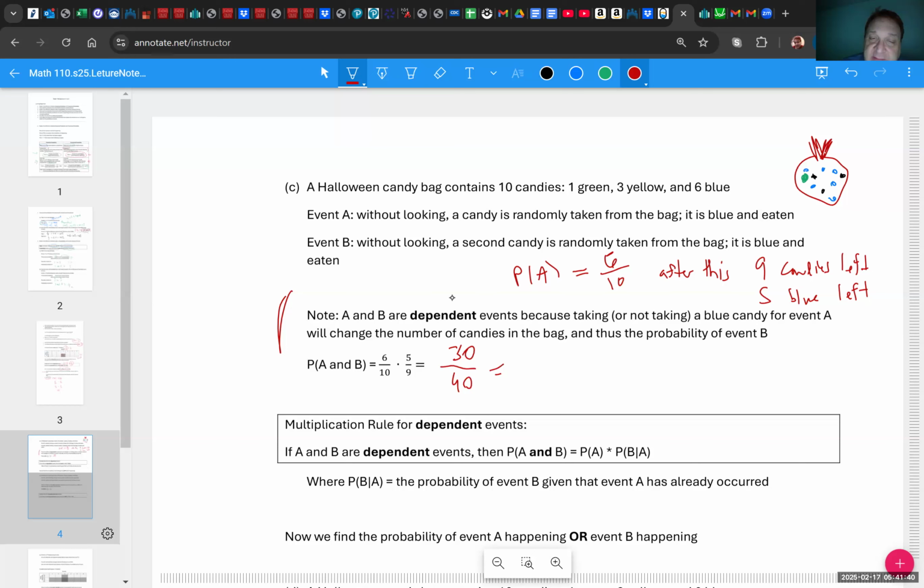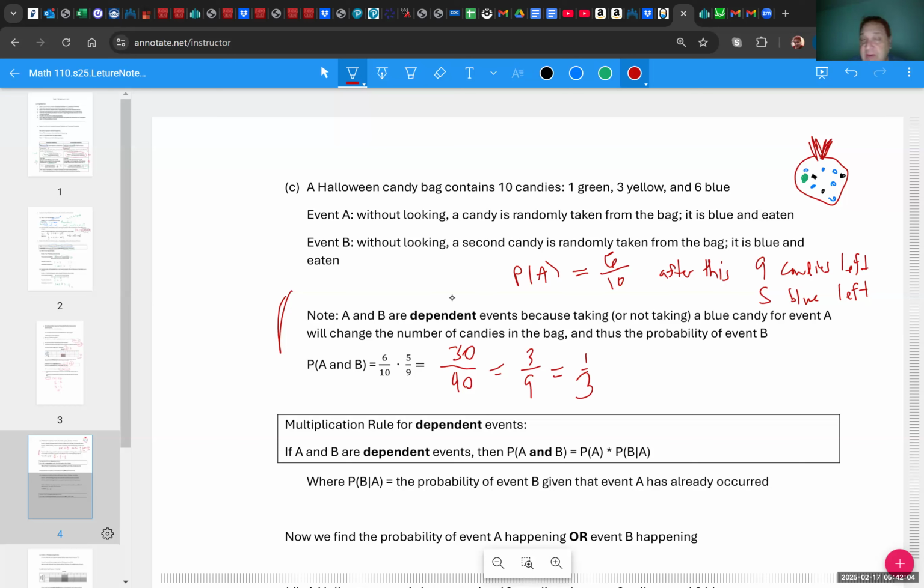I can simplify this. I can divide by 10, and I can divide by 3. So it's 1 out of 3. 1 out of 3 chance that I both A, draw a blue candy and eat it, and B, I draw a second blue candy and eat it. Okay, so 1 out of 3 chance that I get 2 blue candies in a row.